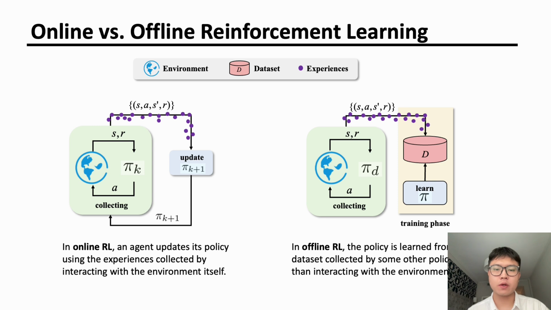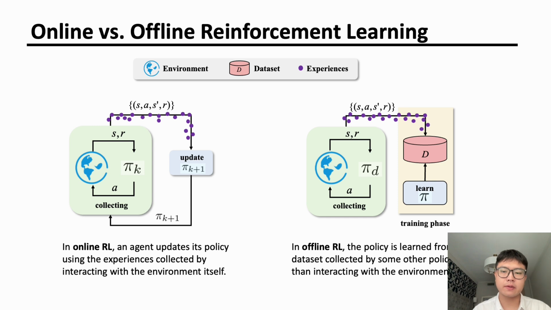Traditionally, in reinforcement learning, the agent would update its policy based on the collected experiences, where these experiences are gathered by interacting with the environment itself. This is the so-called online reinforcement learning setting. Recently, we are witnessing a shift of paradigm towards the offline reinforcement learning setting.